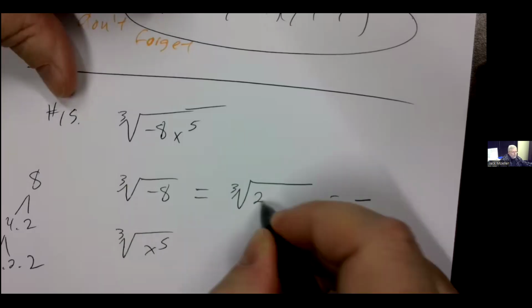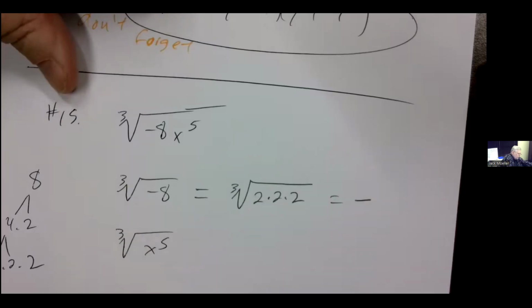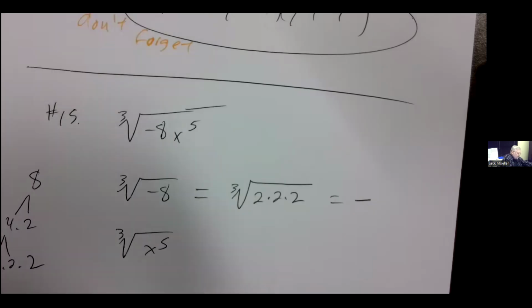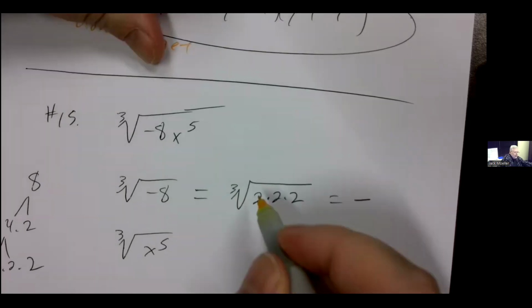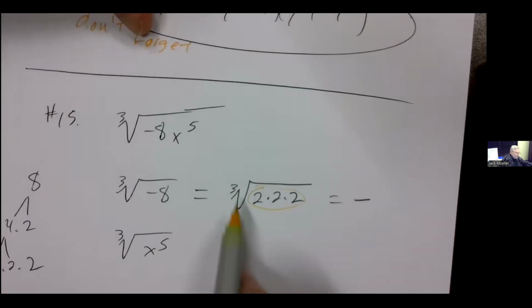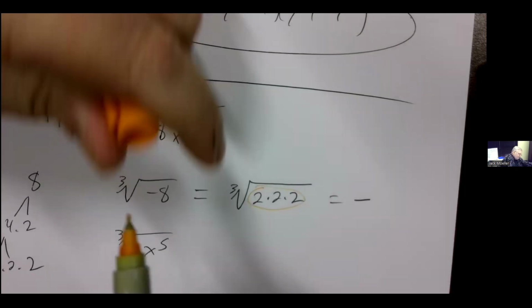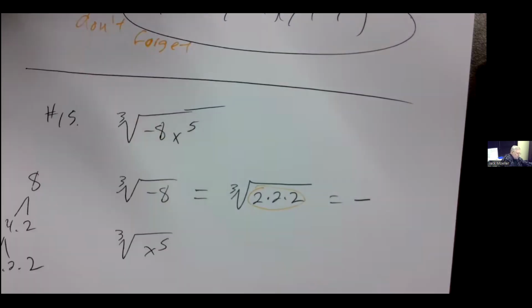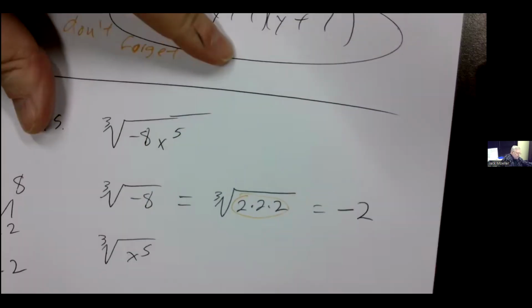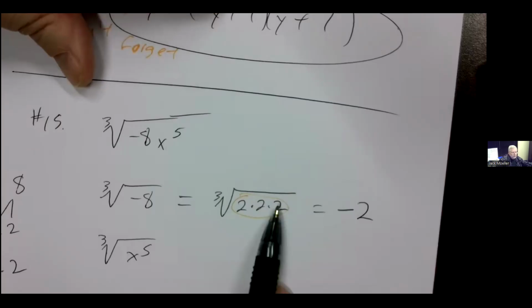So remember, for the grouping method, since we're doing cube root, we're looking for triplets. If this was a square root, we'd be looking for pairs. So we have one triplet. That means we pull out 1, 2. And then there are no 2's left over, so there'll be nothing inside the radical.